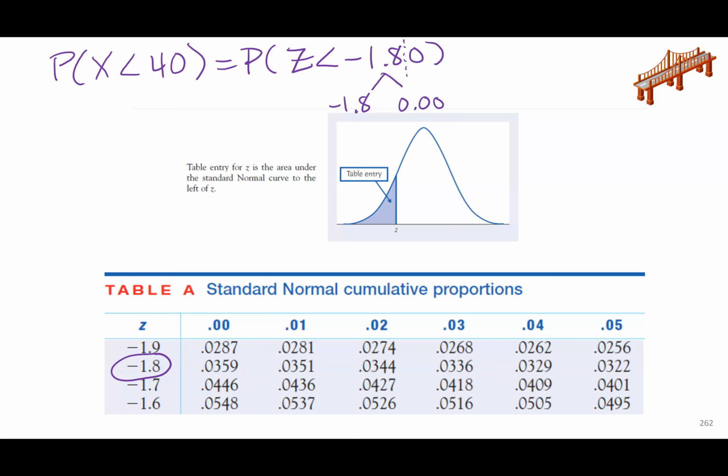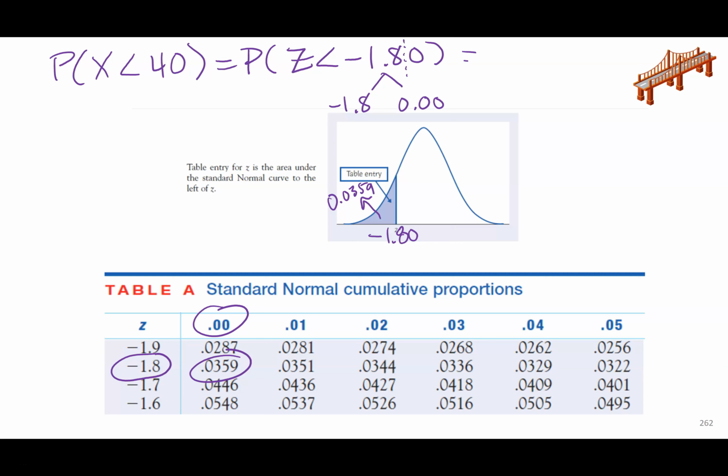So here's my row, here's my column, line it up. So if I have negative 1.8, this shaded area is 0.0359. And right now, we wanted the area less than, right? We want to know the probability of randomly selecting a vehicle and it being under 40 miles per hour. So this is what we wanted.